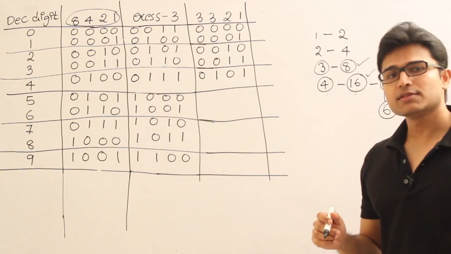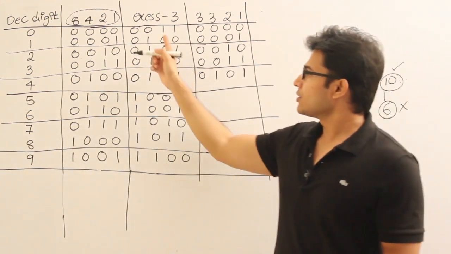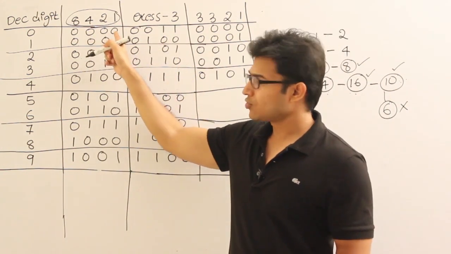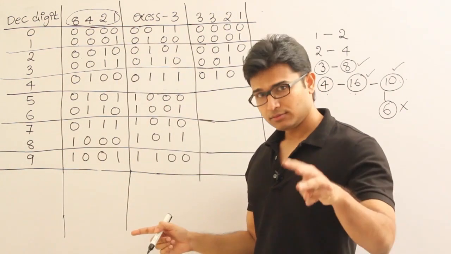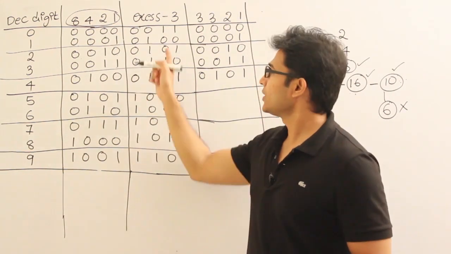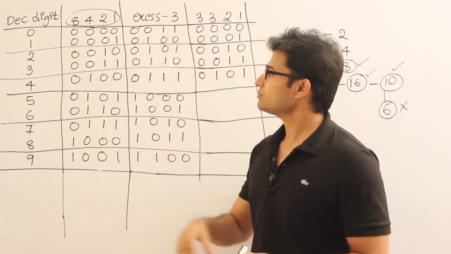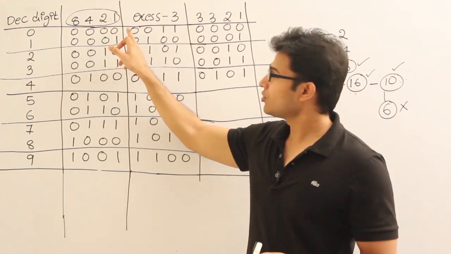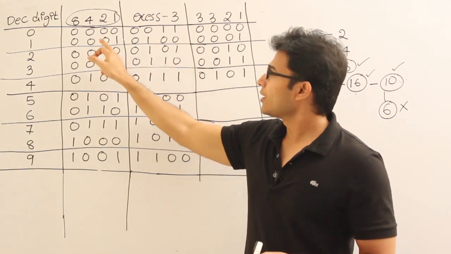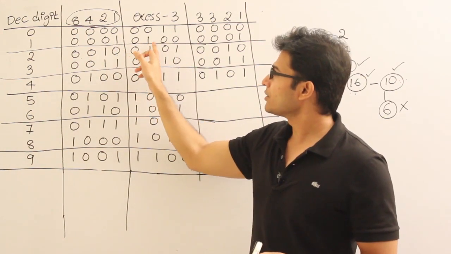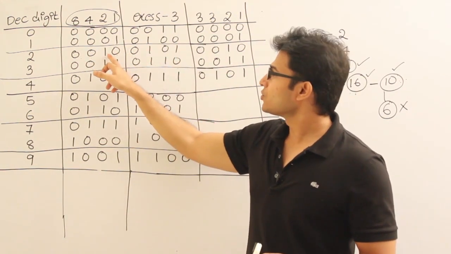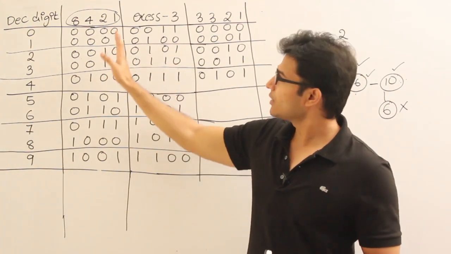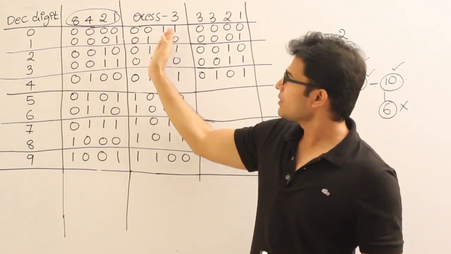Now what does XS3 mean? Whatever number you have taken in 8421, you add 3 to that. Whatever you get, you are going to put it there. For example, 0 is there. To 0 you add 3. Then what do we get? 0011. And for 1 you add 3. What do you get? 4. And for 2 you add 3. What do you get? 5. Like that, you take each one of these and you add 3 and you get it.